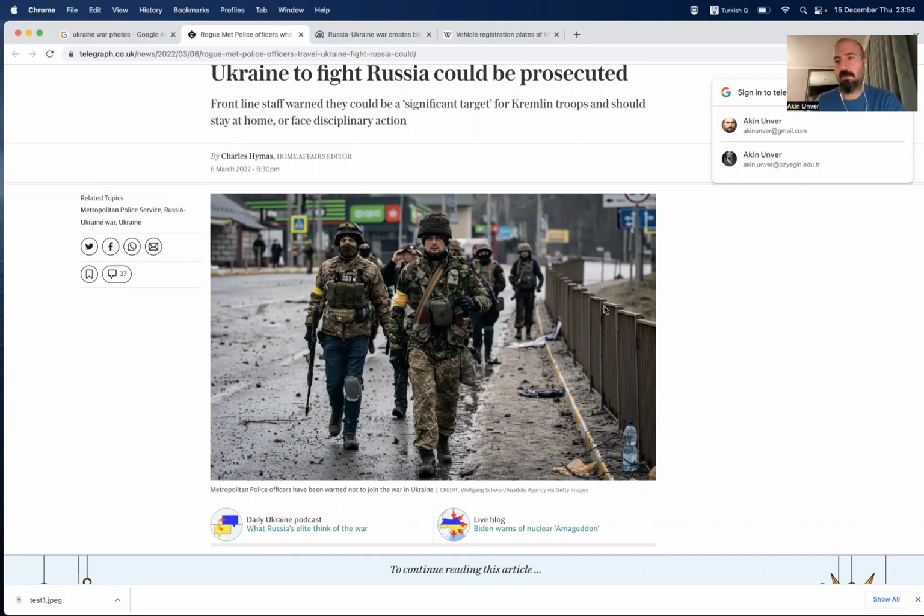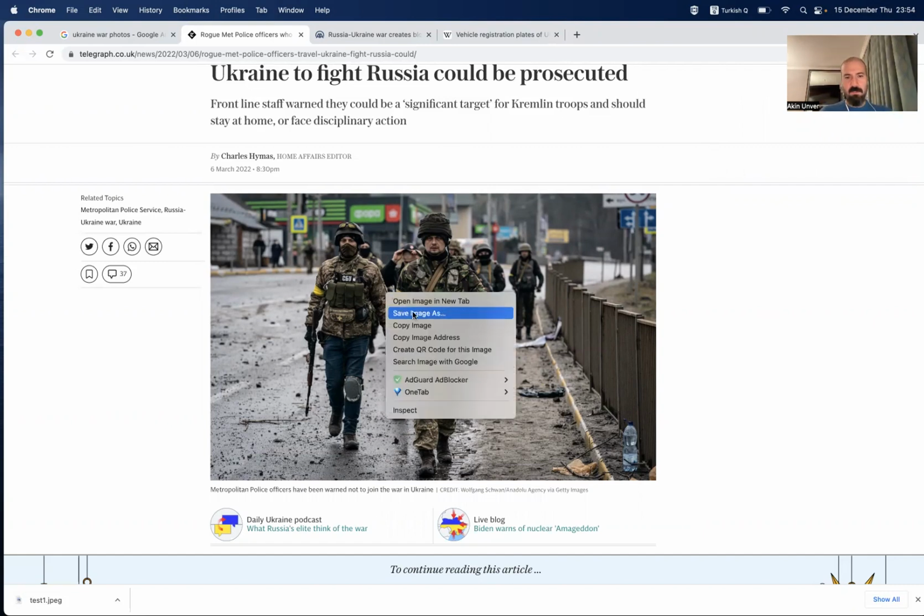So most of the time when you look at images that you see on news websites, if the news website is good and respected, they give some credit to whoever is taking the photo. And I'm looking at the caption of this image. It says metropolitan officers have been warned not to join in Ukraine. Okay, fine. But the credit here says Wolfgang Schwan, and he is with Anadolu Agency and via Getty Images.